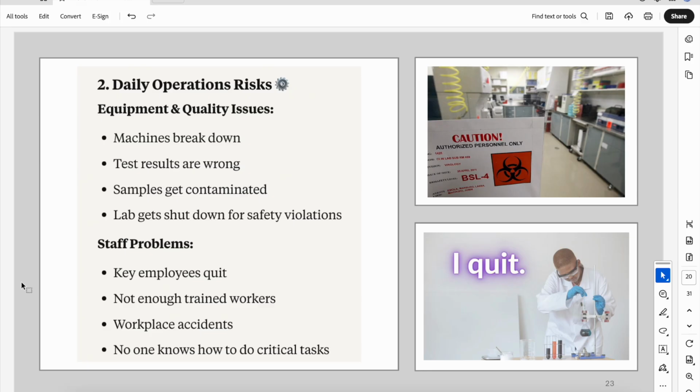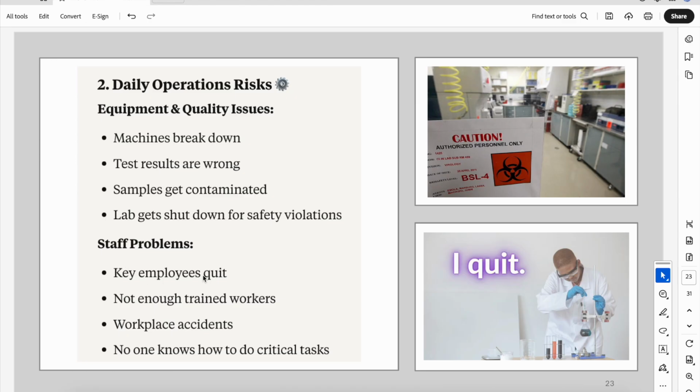Number 2, daily operation risk. This affects your laboratory's ability to function effectively. Equipment and quality issues. Critical machines break down during peak testing periods. Test results being inaccurate due to calibration problems. Samples becoming contaminated, requiring expensive retesting. Laboratory shutdowns due to safety violations or regulatory non-compliance.